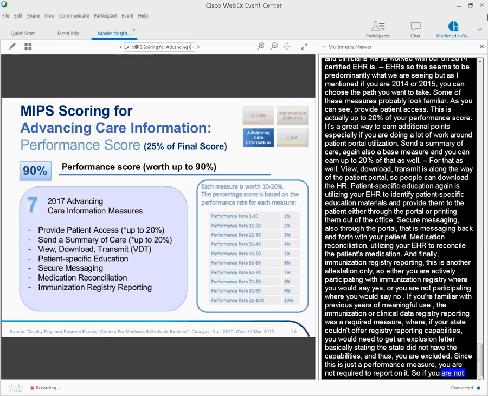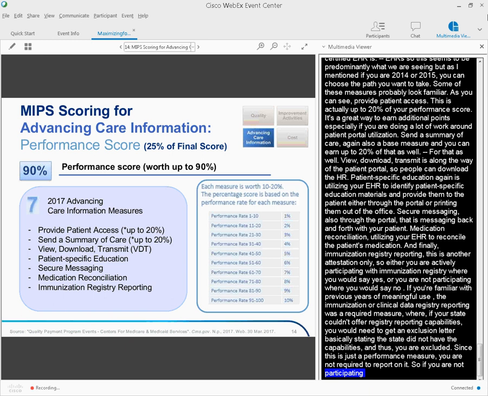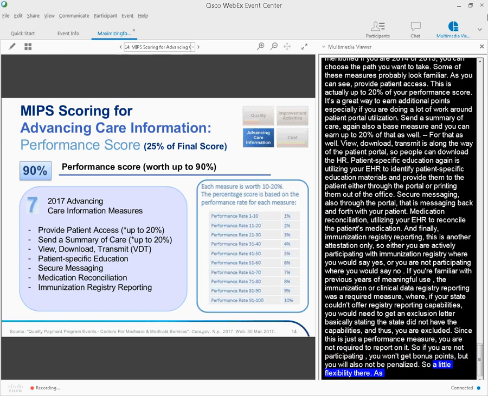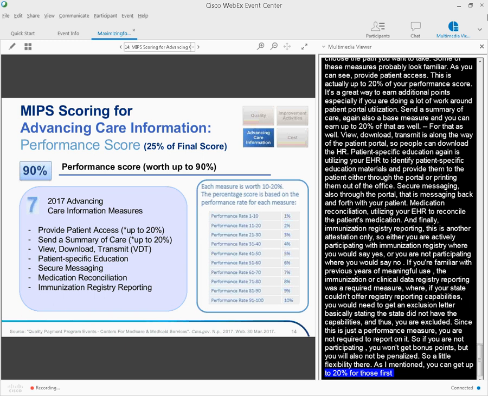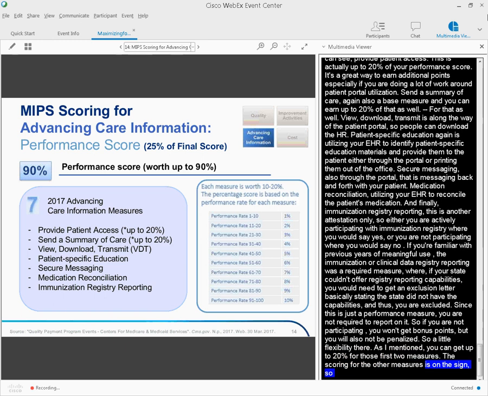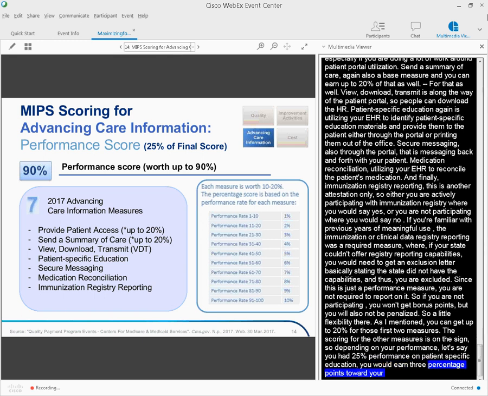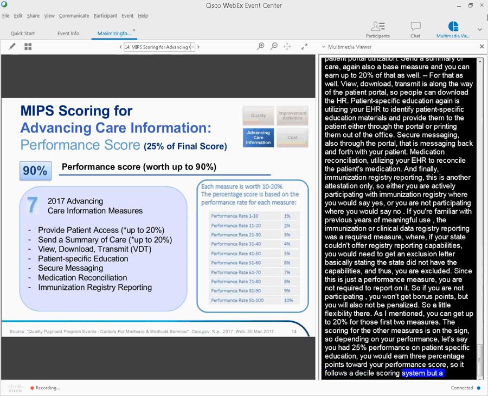As I mentioned, you can get up to 20% for those first 2 measures. The scoring for the other measures is on the side, so depending on your performance, so let's say you had 25% performance on patient-specific education, you would earn 3 percentage points towards your performance score. So it follows sort of a decile scoring system, but a little more easily defined than if you're familiar with the quality measure decile scoring system, which can be quite complex.